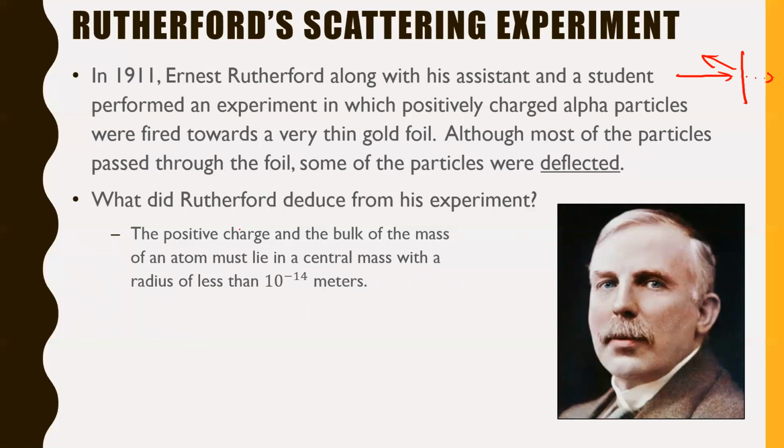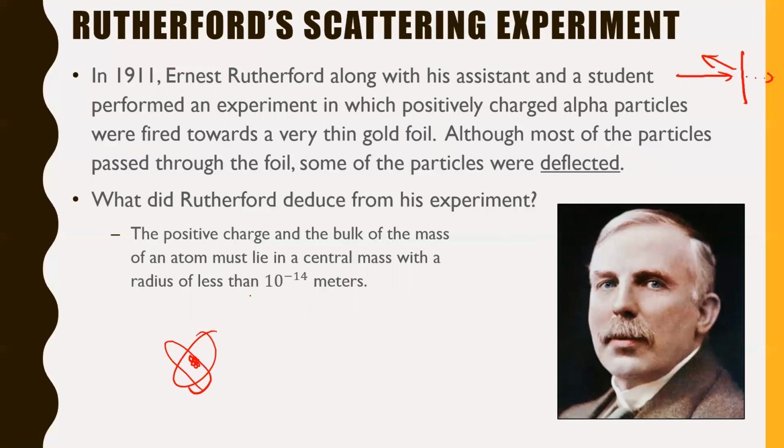Well, he deduced that the positive charge and the bulk of the mass of an atom must lie in a central mass with a radius of less than 10 to the negative 14 meters. In other words, he understood that a lot of an atom was actually just empty space, right? So he was the one who came up with that classic model where there's a nucleus and the electrons are buzzing around it.